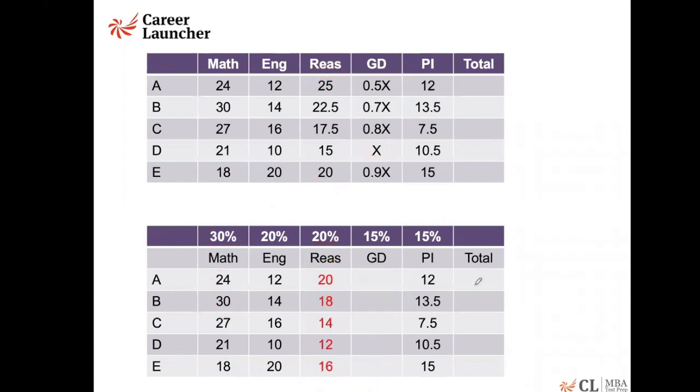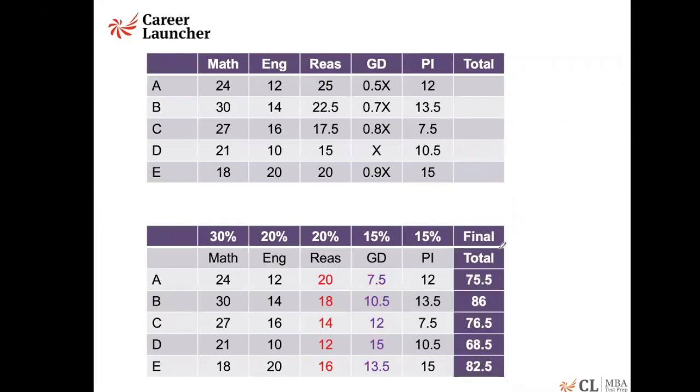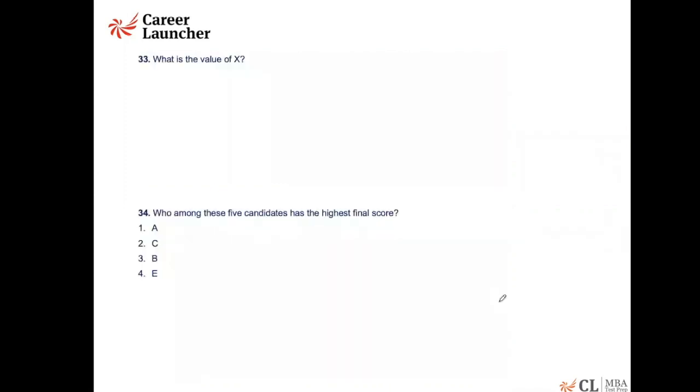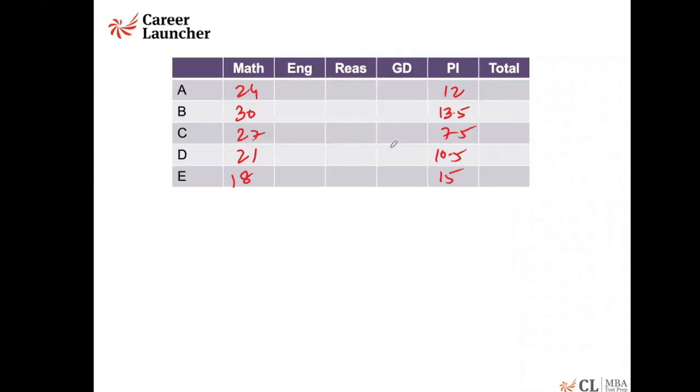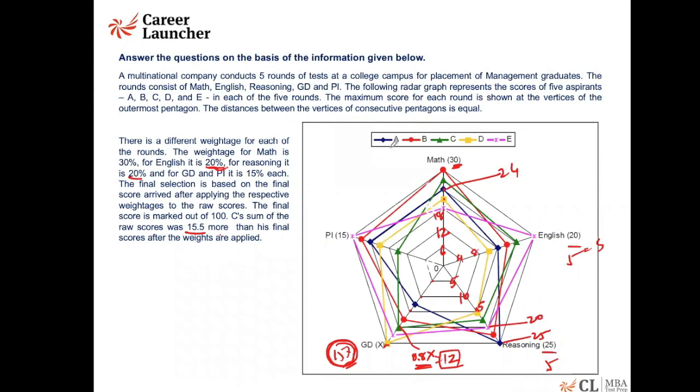I have done this in the next one. I have done this exactly the same way. Now the totals I have found out. What is given here? What is the value of X? Now, when I say what is the value of X, one other condition is given to me. C's sum of the raw scores was 15.5 more than his final scores.